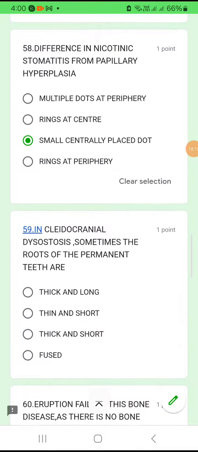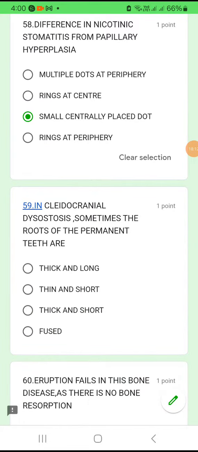Question number 59. In cleidocranial dysostosis, sometimes the roots of a permanent tooth will be... There is hardly any development of the tooth. So the tooth will be very small, so the roots also will be small. So option B or option C? Option B. Thin and short.